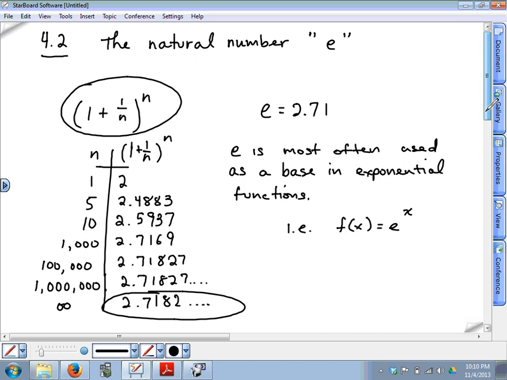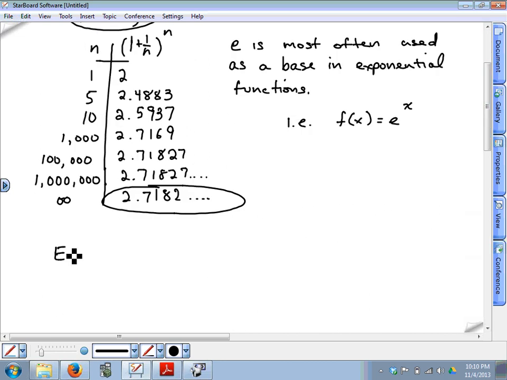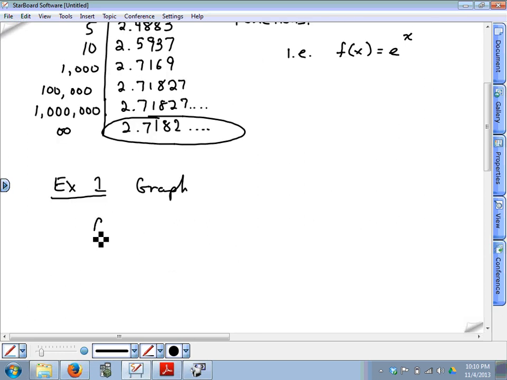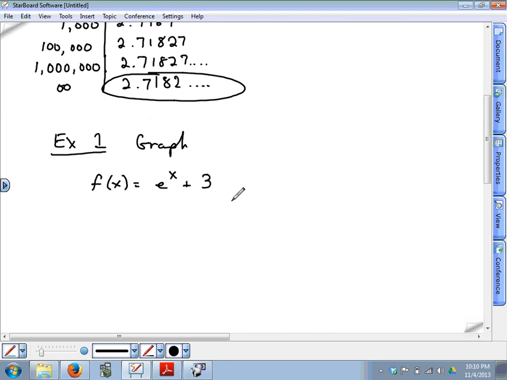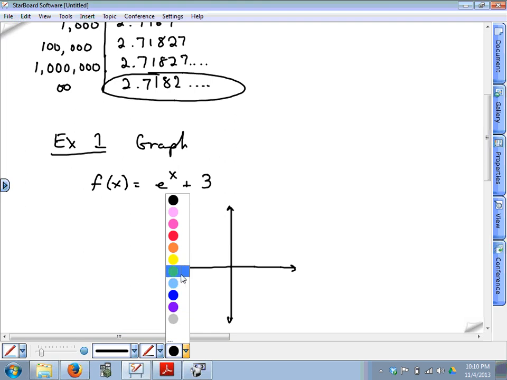Two things we need to do here in 4.2 real quick. Example 1, graph by using transformations. If I ask you to graph f of x equals e to the x plus 3, you're going to graph this using the same techniques we talked about in the last section, 4.1. So make a graph. The plus 3 moves the entire graph up 3 units, including the asymptote. So plot your asymptote.